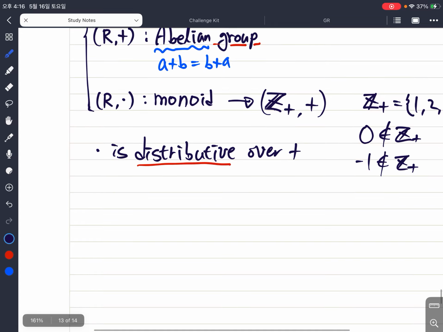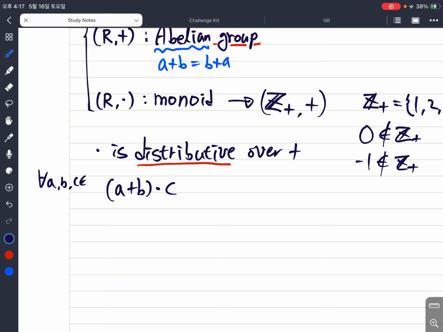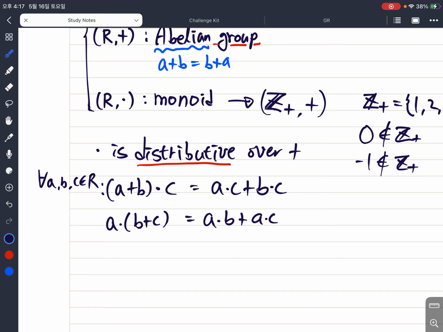What this means is something you are familiar with. Let us say A, B, C are elements of R. Then A plus B dot C is A dot C plus B dot C. That is what you are familiar with. Also the same for the opposite direction: A dot B plus C equals A dot B plus A dot C. This is what you call distributive.